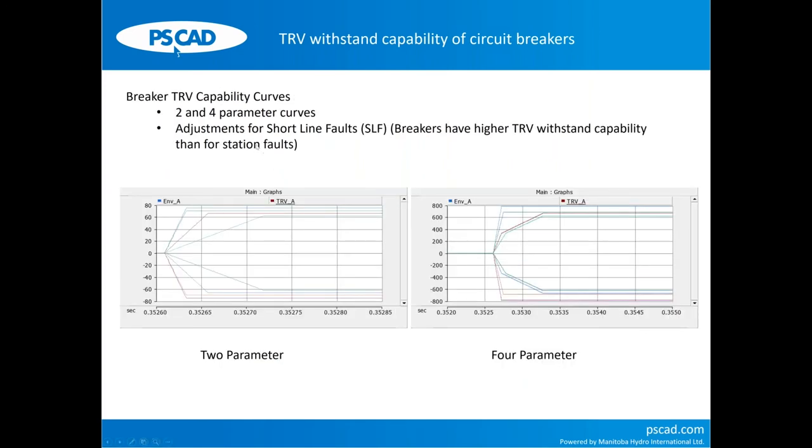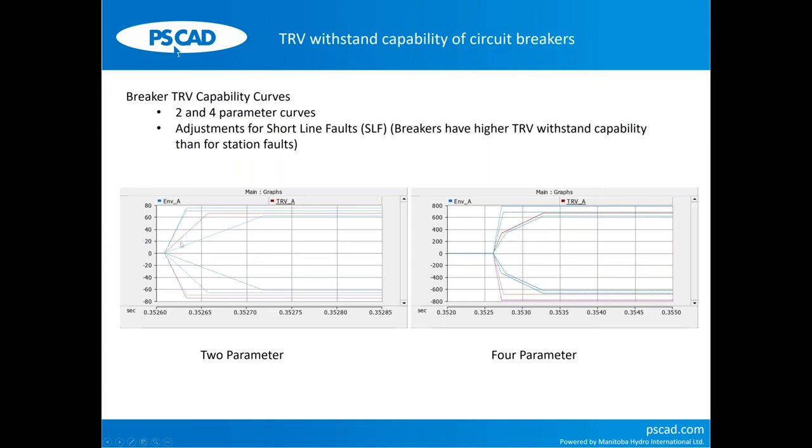Depending on the voltage level, for 72 kilovolts or less, we use two parameter capability curves. What I mean by two parameter is just defining the x value here and the y value here. You can define the envelope, and then you have the positive side as well as the negative side. You don't know whether the transient is coming from the upside or downside.